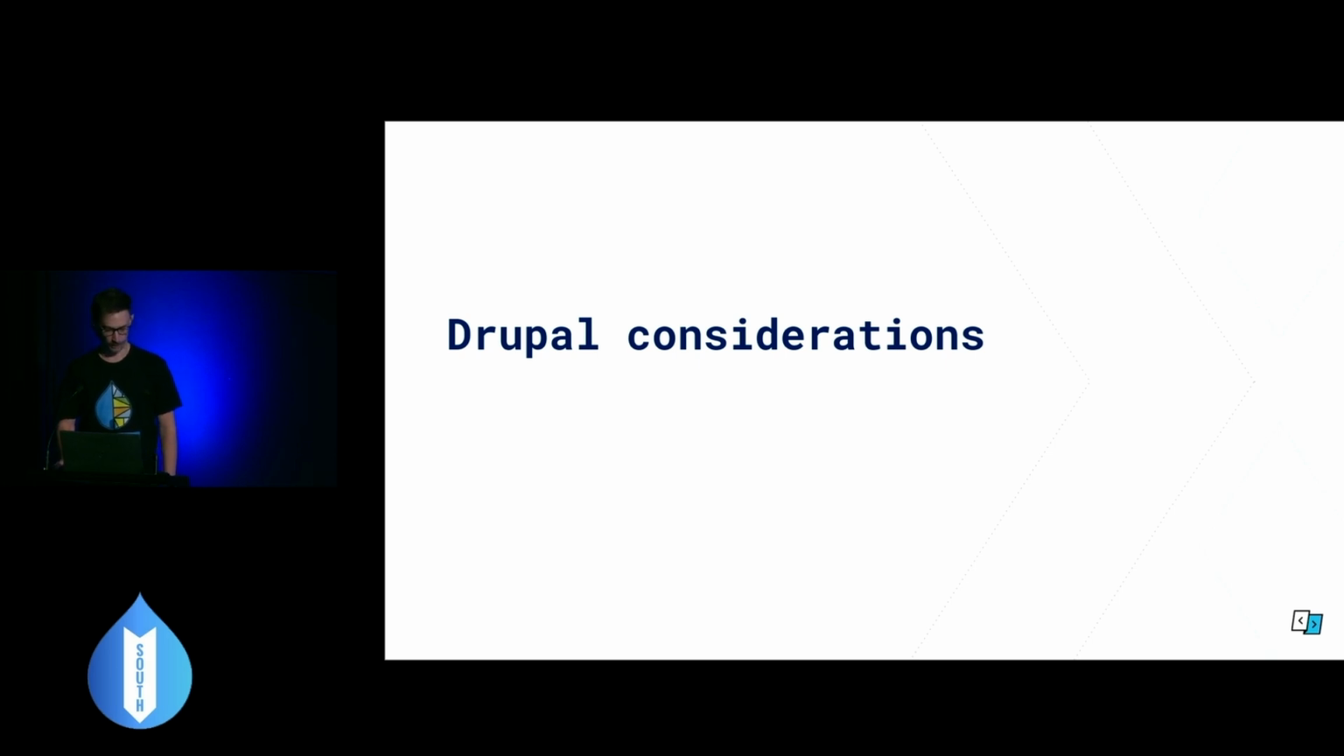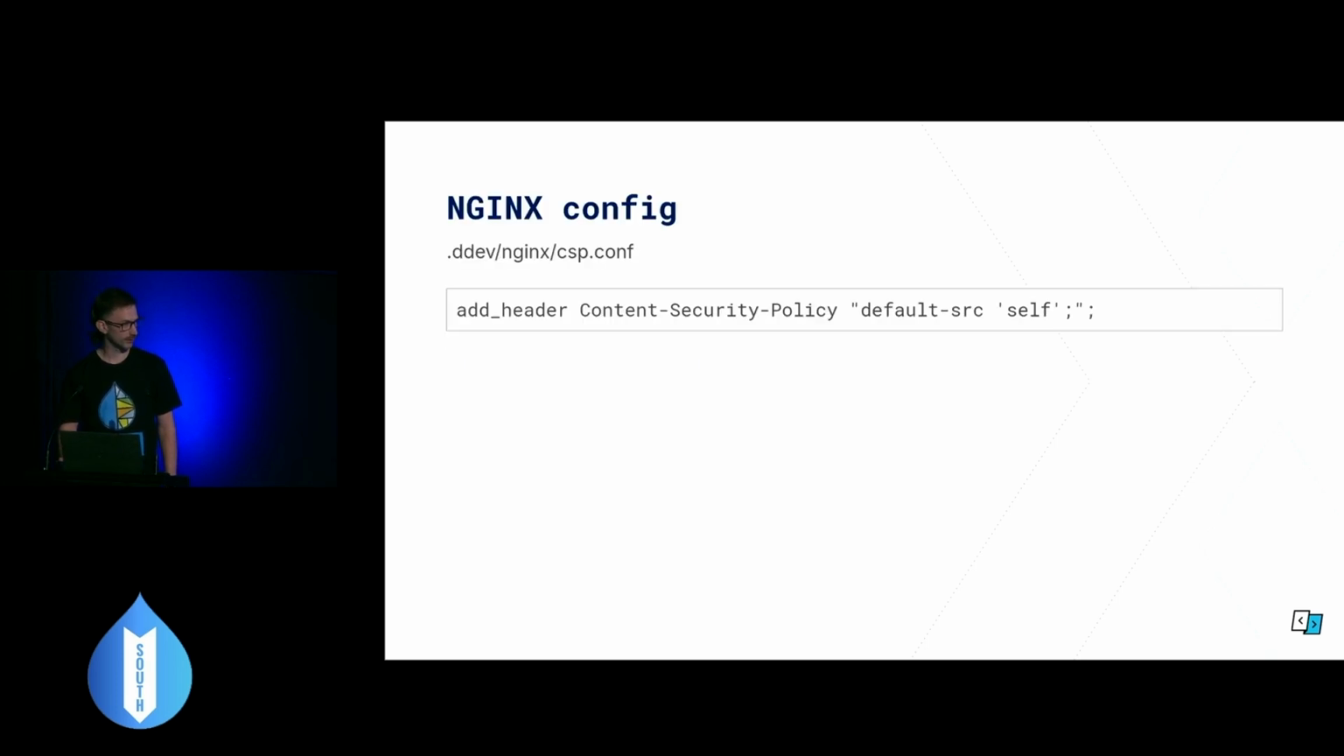So moving on to some Drupal considerations, I thought I would install Drupal CMS on DDEV, just the vanilla, followed the instructions, and enable a really simple policy. I've modified the Nginx config that comes with DDEV to add this header. Basically, we're only expecting to serve content from our own domain. I don't think there are any inline scripts or styles. If there are, we can control them, we can fix them. So let's see how that looks.